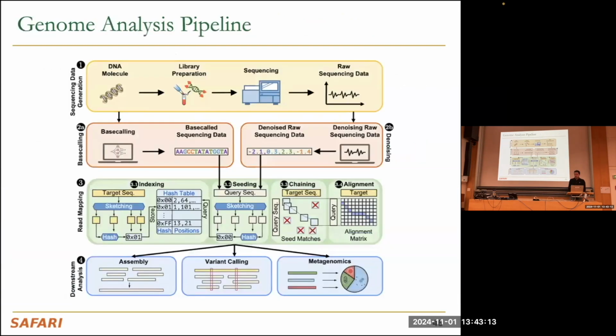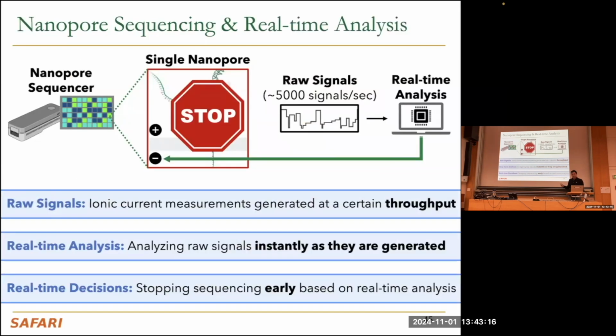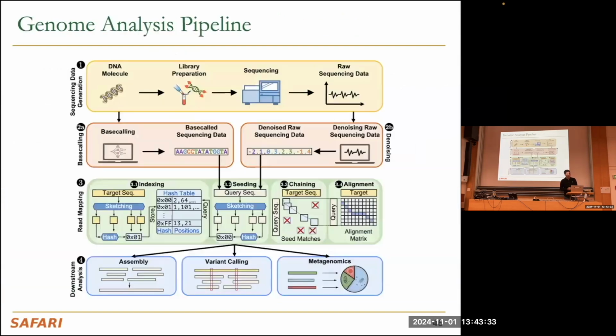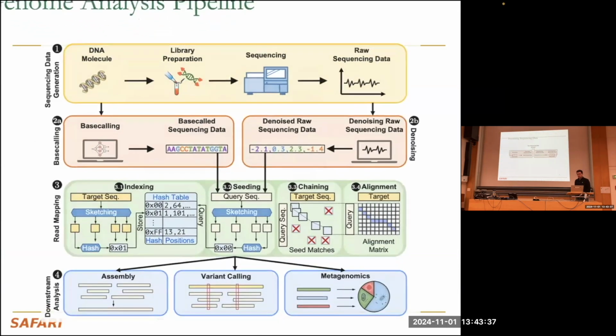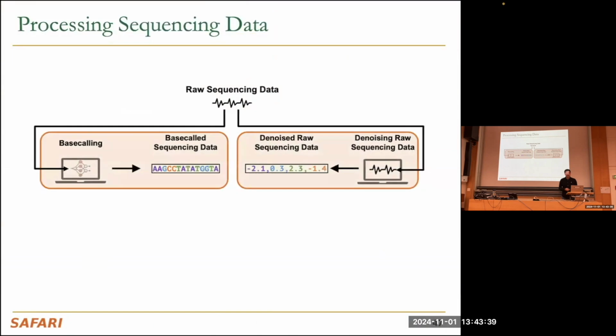So there are two main benefits to real-time analysis, to summarize. One is it will stop sequencing, it will reduce your sequencing time and cost. But the second, it will enable you to overlap the sequencing time and the analysis time, so that you can reduce the latency. So this is essentially how we generate the genomic data.